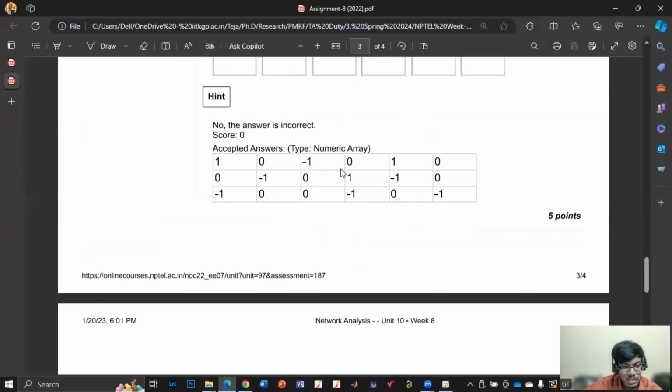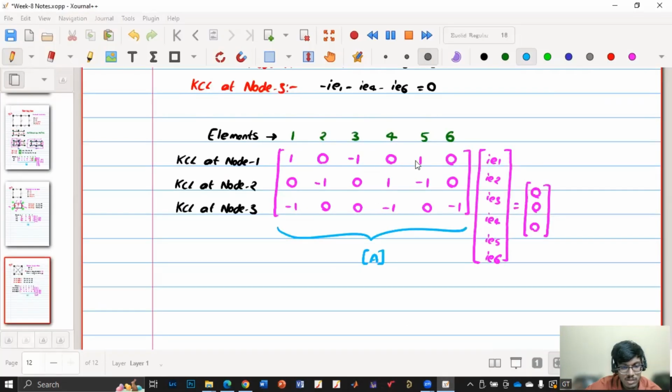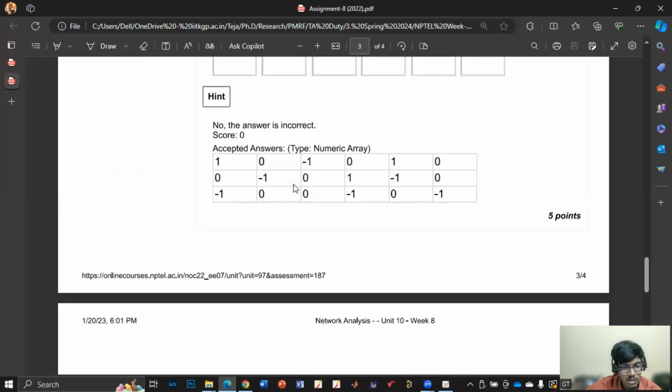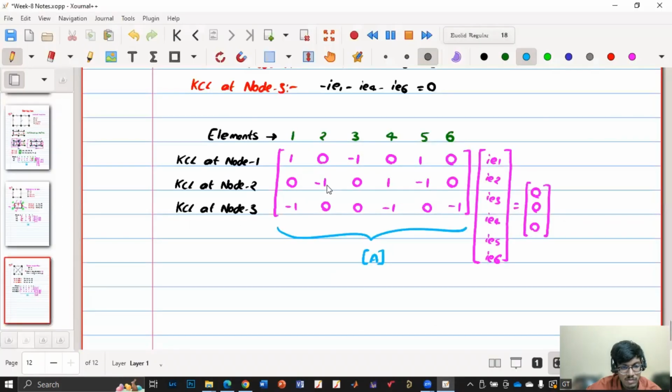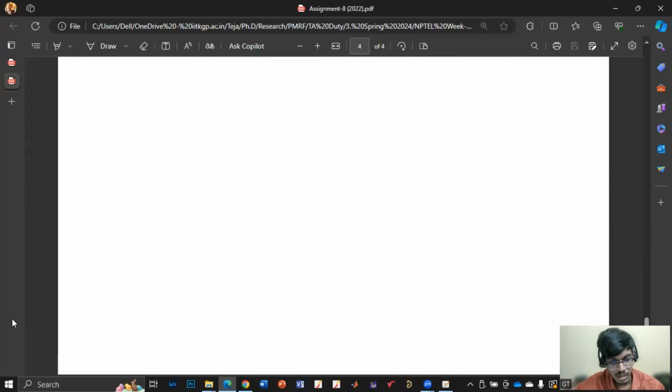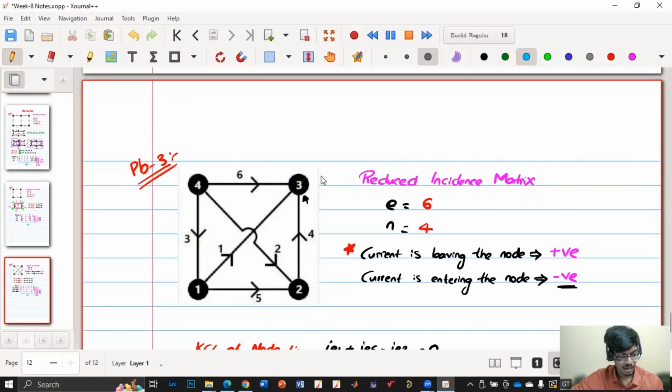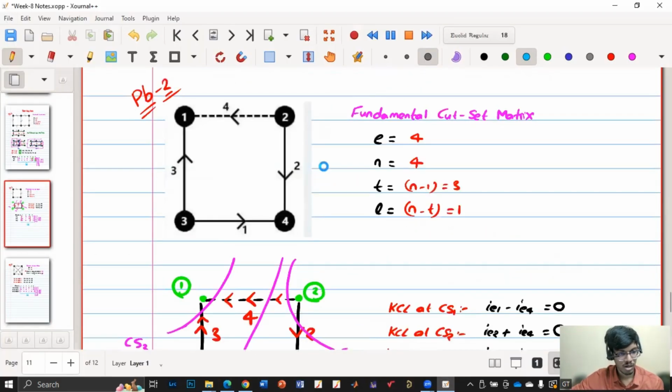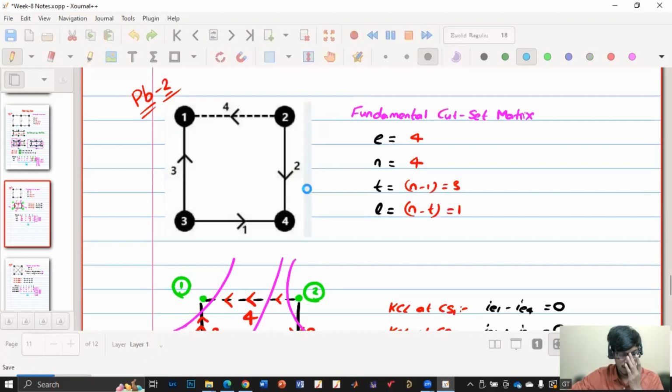So 1 0 minus 1 0 1 0 1 0 minus 1 0 1 0 0 minus 1 0 1, minus 1 0 0 minus 1 0 1, minus 1 0 minus 1 double 0 minus 1 0 minus 1, minus 1 double 0 minus 1 0 minus 1. So we are getting it. This is just a few examples, but you can solve a number of examples and get similar types of equations.